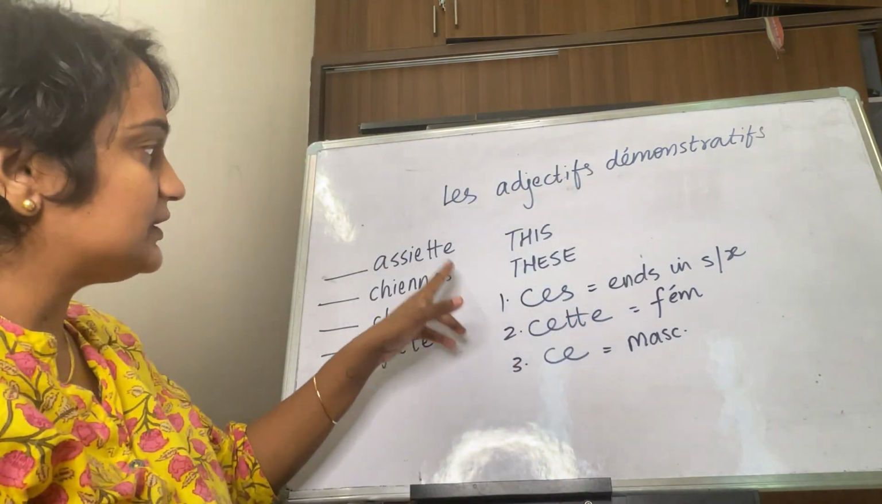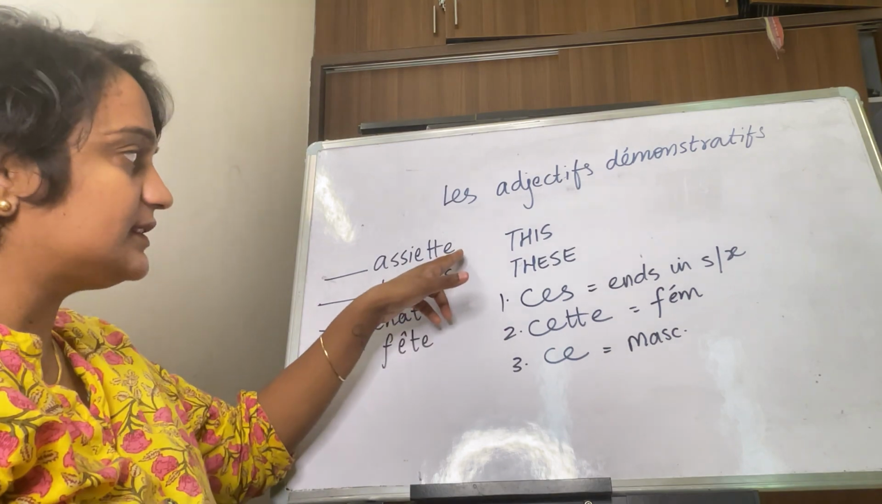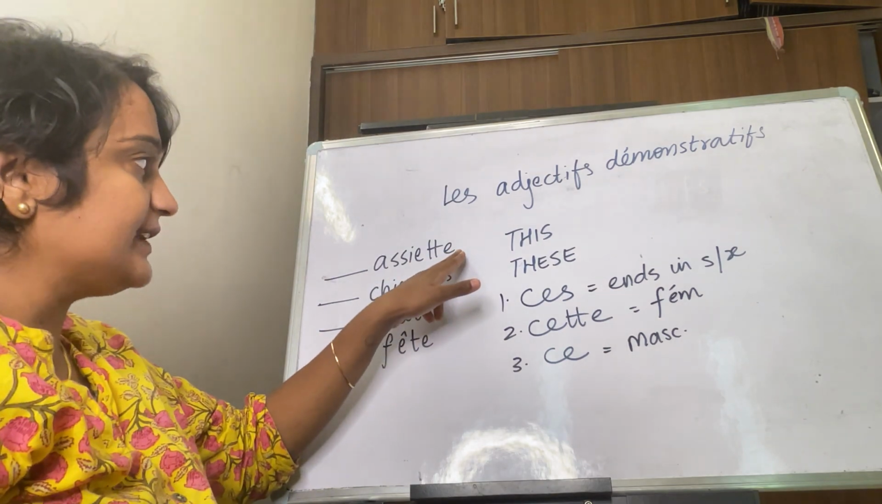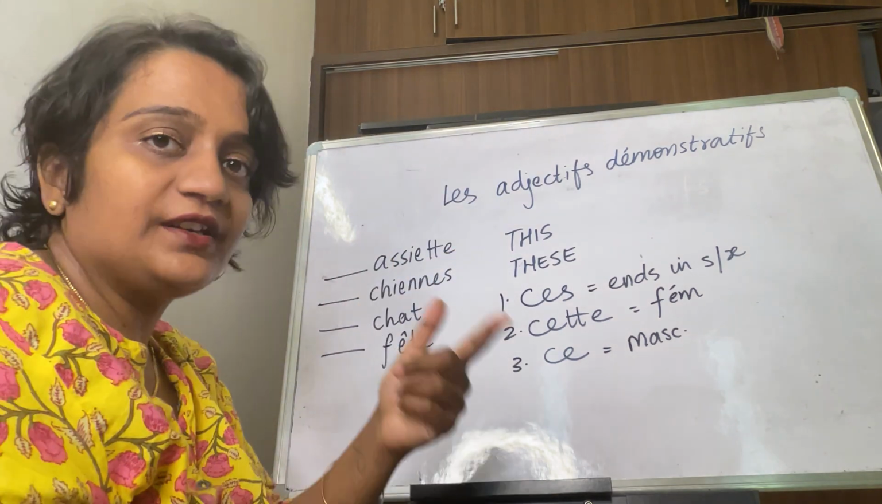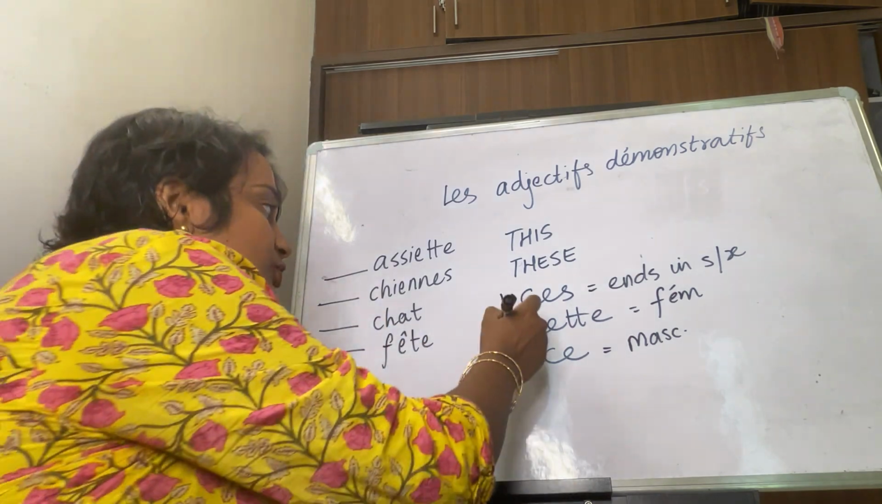Okay, so on that note, let's run assiette through this. Does it end in S or X? No. Does it end with E? Tion, aison? Yes. So I'm going to go with set.